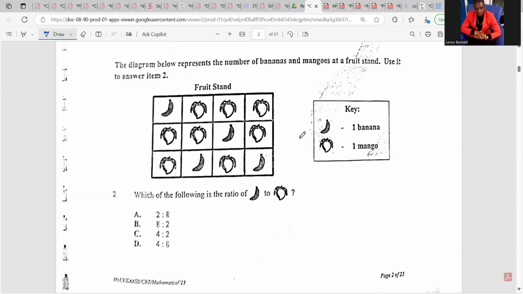Track this one now. It says the diagram below represents the number of bananas and mangoes at a fruit stand. Use it to answer item 2. Which of the following is the ratio of bananas to mangoes? Which of the following is the ratio of bananas to mangoes?